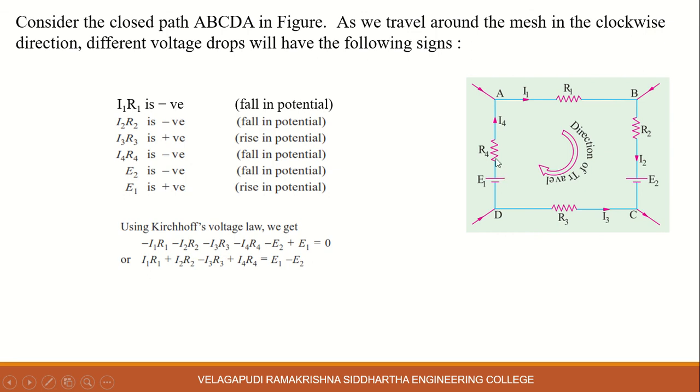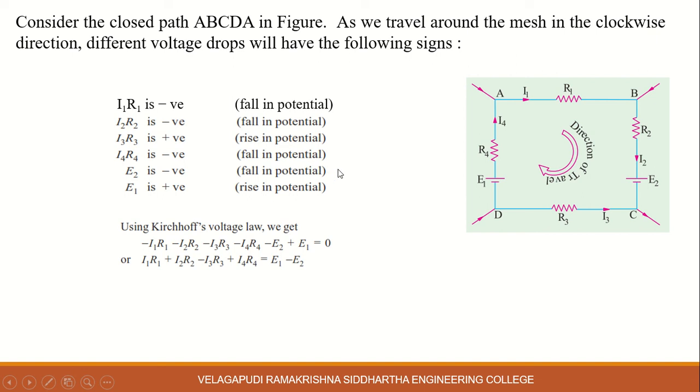Now coming to the R4 resistor. The current through R4 is I4, and this I4 current flows from node D to node A. Current flows from higher potential to lower potential, so here positive sign, here negative sign. For the calculation of the voltage drop across R4, that is a falling voltage. So that's why the negative sign. I4 R4 has a negative sign, that is a falling potential.